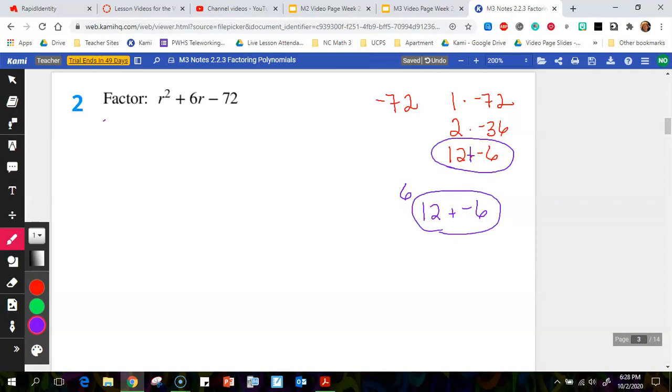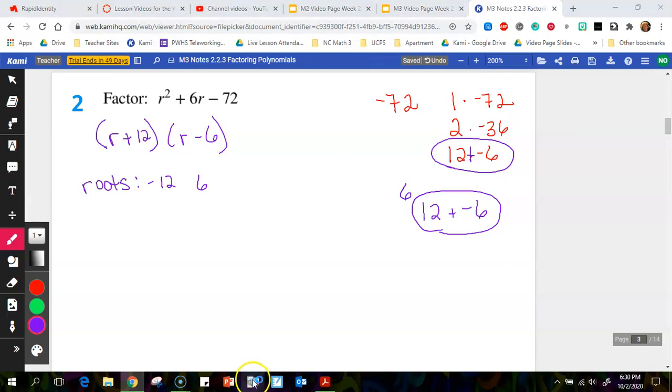Okay, so then my factors are r plus 12 and r minus 6. So this means that the factors for this polynomial function are r plus 12 and r minus 6. That means the roots are negative 12 and 6. I hesitate putting a comma between those. I don't want it to look like an ordered pair.